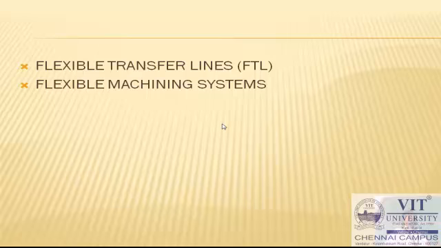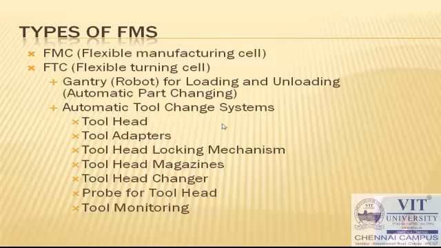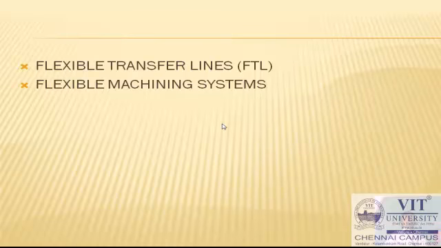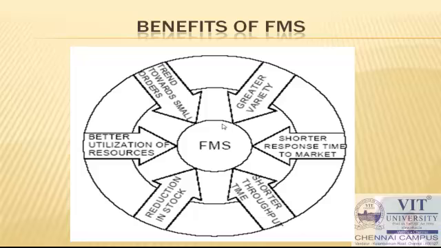Flexible transfer line. Transfer line in the sense of transferring work from machine to machine. It may be a conveyor system, or a belt system, anything. Finally, it is a flexible machining system, that is FMS. It starts from FMC, where the variety is more and the volume is less. We can slightly increase, according to the volume, you can increase the level. So that is called from FMC to FMS.